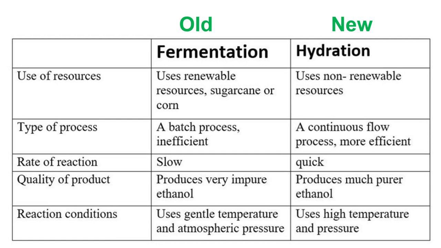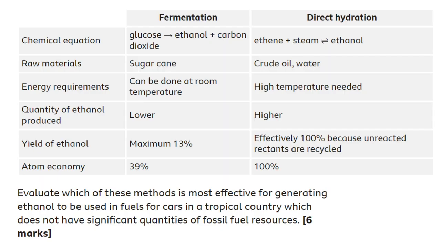And take a look at purity, okay? With fermentation, you get all the sugars and all the bits of fruit, and it's a pretty impure ethanol. You can get up to 100% pure ethanol with the steam hydration because there are no other products there. And finally, reaction conditions. Well, fermentation uses yeast. Yeast is a living organism with enzymes, and enzymes denature at a high temperature. So you probably want a normal atmospheric temperature around 25 degrees Celsius and normal pressure. Whereas with steam hydration, you want high temperature and high pressure. You do need to be able to compare these ways of making it.